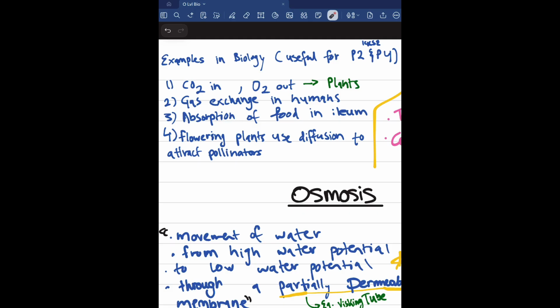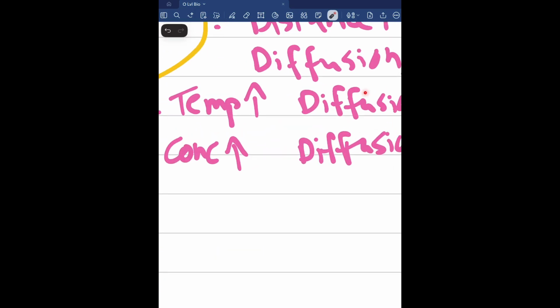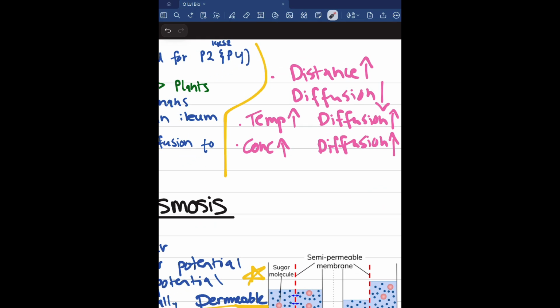So by diffusion, it spreads its smell and attracts, let's suppose, a bee, to get its nectar, and the whole process of pollination, a basic biology concept again. So we have some factors which affect diffusion.